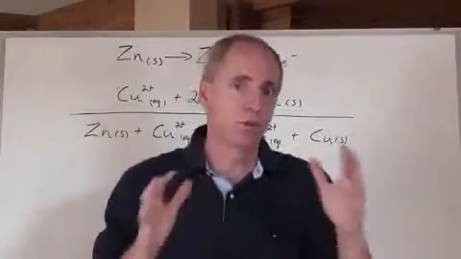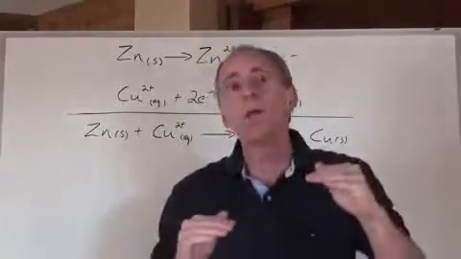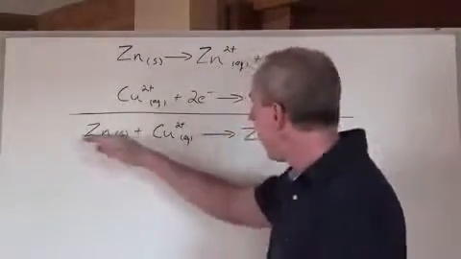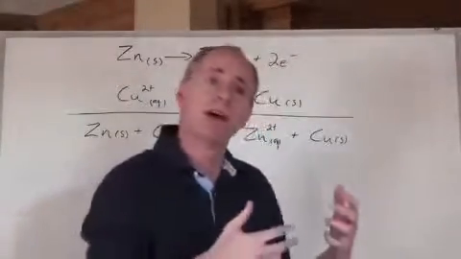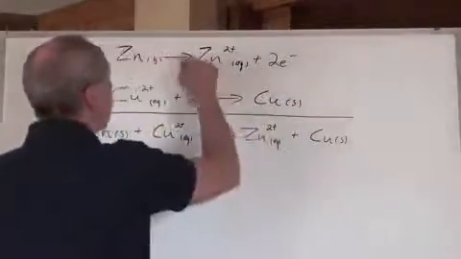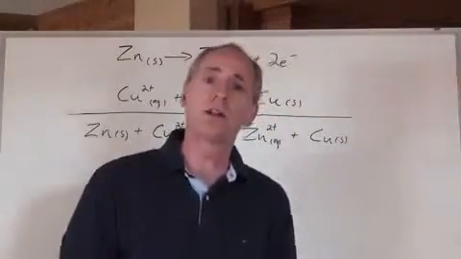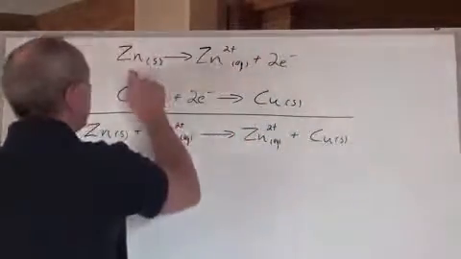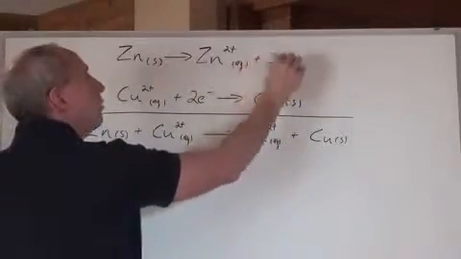Now, here's why. What's really happening is there are 2 things happening, right? This net reaction is a result of 2 different things happening that we could call 2 different half reactions. So what are those half reactions that are occurring? Well, zinc solid is turning into zinc ion, and it's losing 2 electrons.